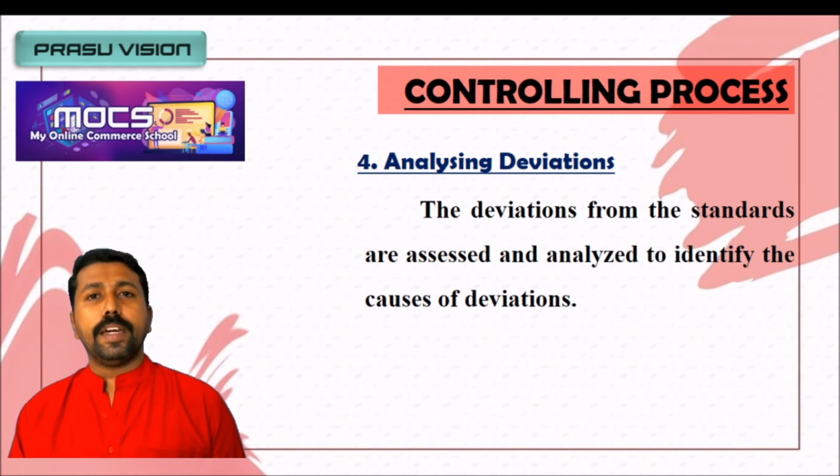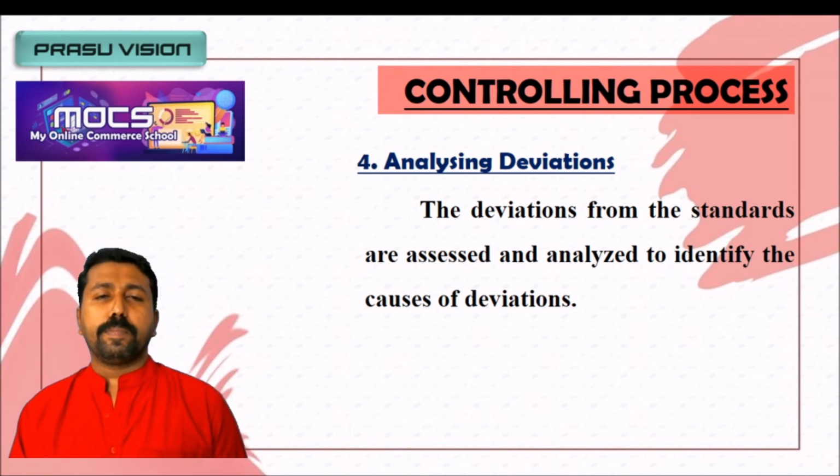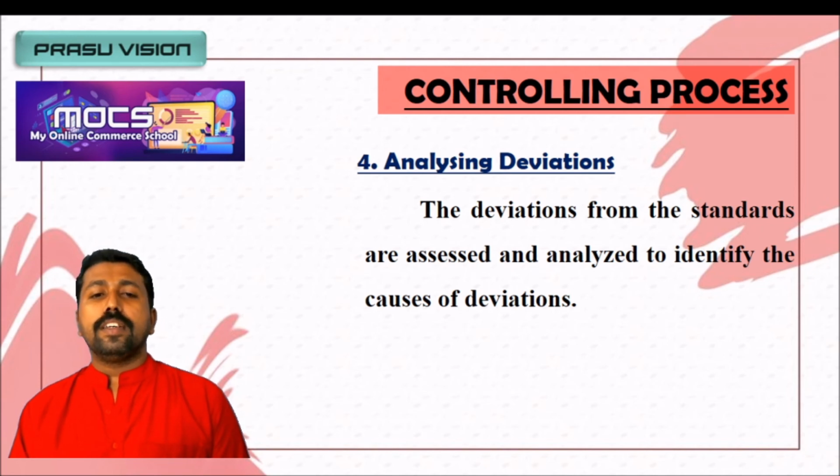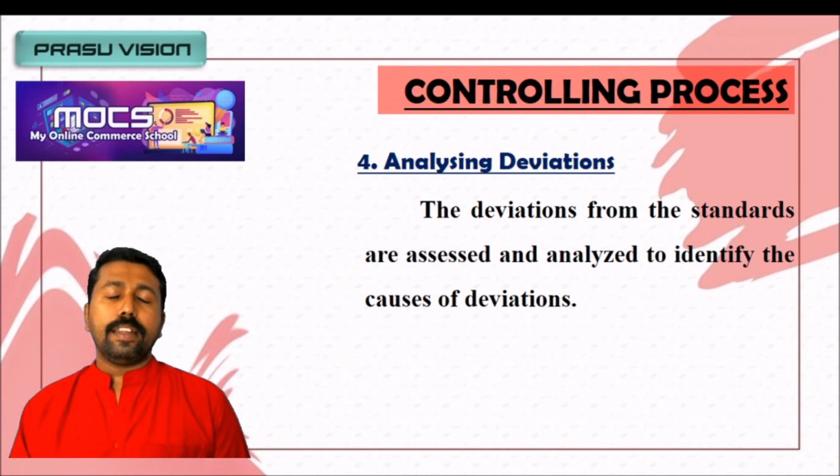So when we compare the standard performance with the actual performance, it's very easy to find out the deviation. And when we go through it again in detail, we can find out which are the areas that are the reason for that deviation, or who is the responsible person for the occurrence of deviation in the performance of the organization. We can control everything then. So the deviations from the standards are assessed and analyzed to identify the causes of deviation. That is the fourth step.